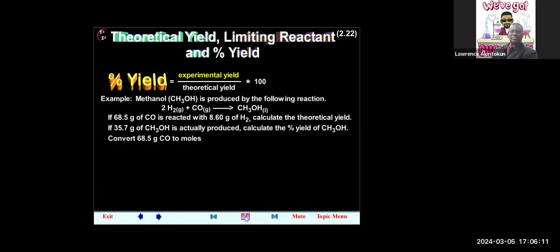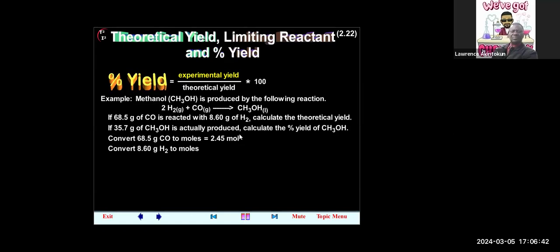Convert 68.5 grams CO to moles. Molar mass of CO is equal to 28.0 grams per mole. Moles of CO equal 68.5 grams divided by 28.0 grams per mole, which is equal to 2.45 moles.